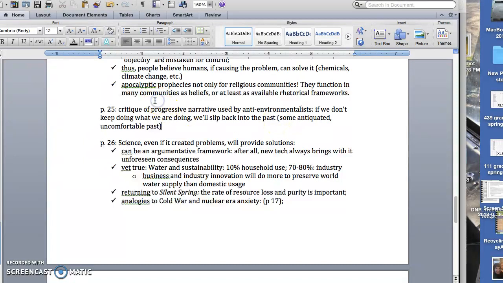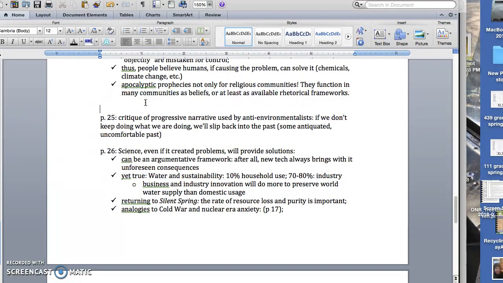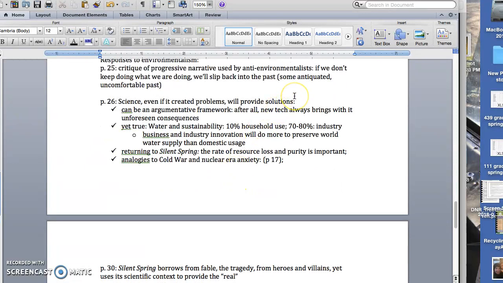And maybe I should jot that down here. I did not jot that down. So these are responses to, we'll just say, environmentalism. Another one could be that science, even if it creates problems, will provide the solutions.